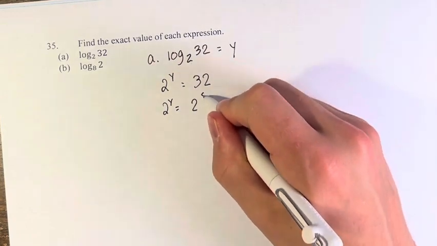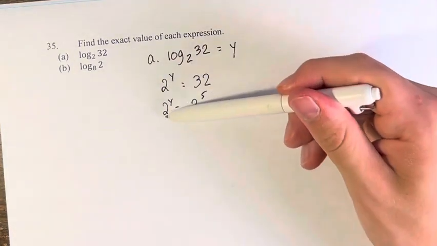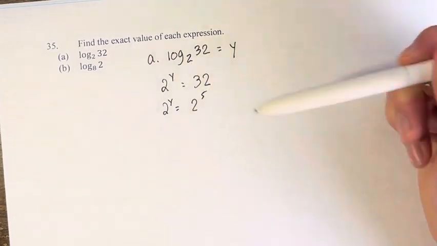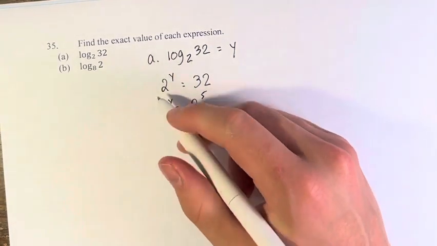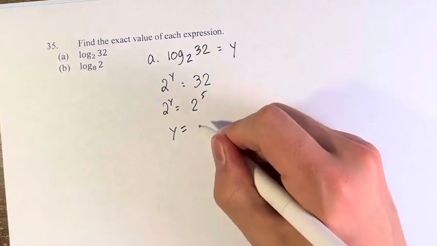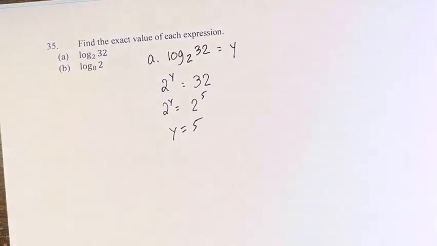32 is 2 to the 5th power. So if we have 2 to the y power is equal to 2 to the 5, then the exponents are equal, y equals 5.